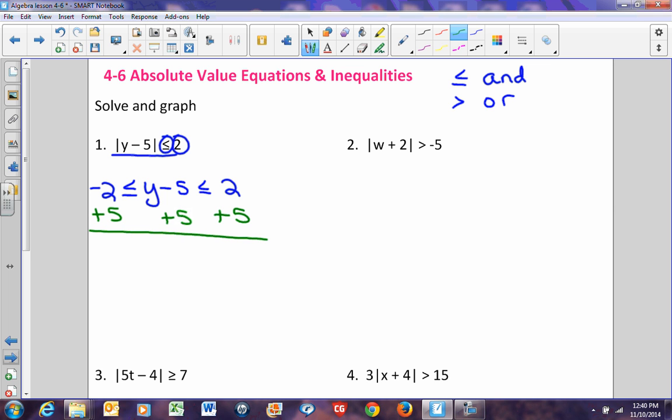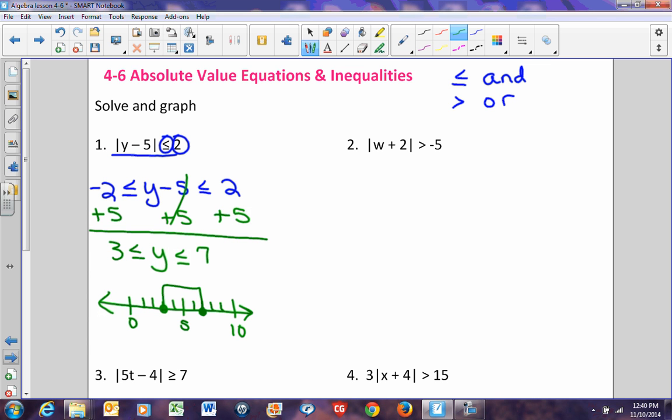Negative 2 plus 5 is 3, is less than or equal to y, because these cancel out, which is less than or equal to 7. So y is between 3 and 7. So I can graph this. Y is greater than or equal to 3, close circle, less than or equal to 7, close circle, line between the two because it's an and statement. And there I have my solution.